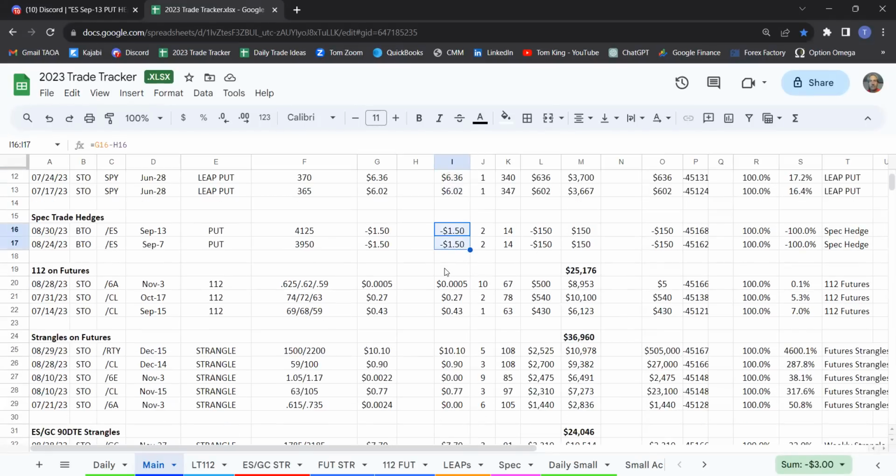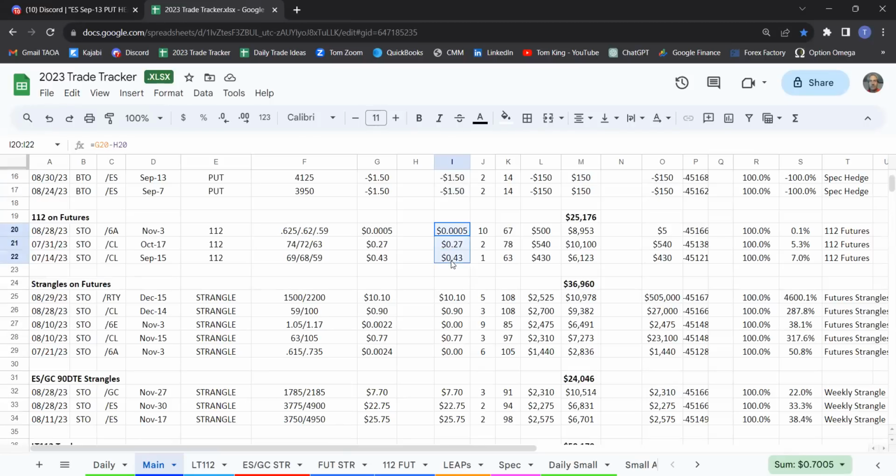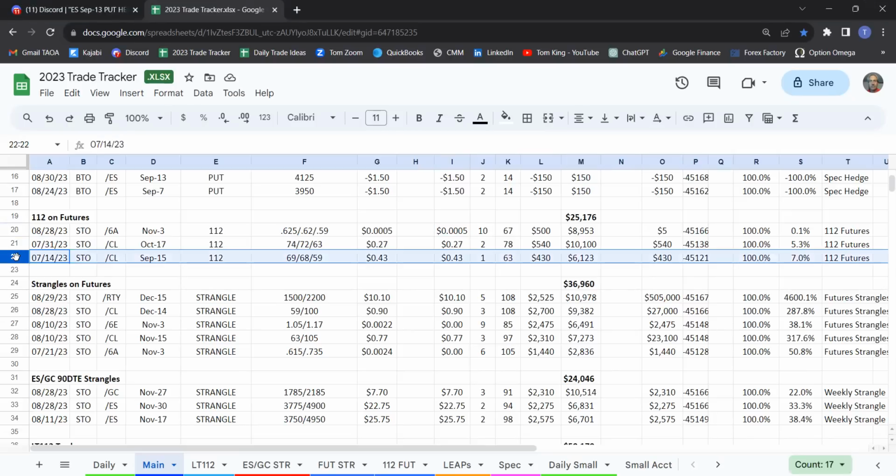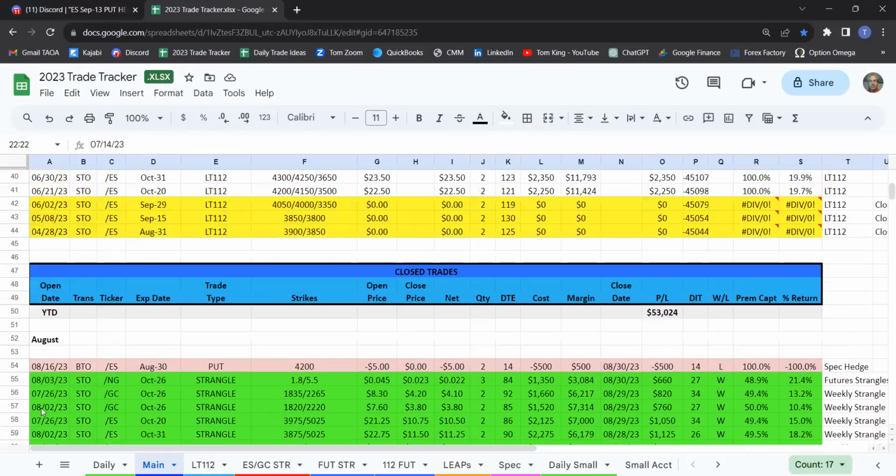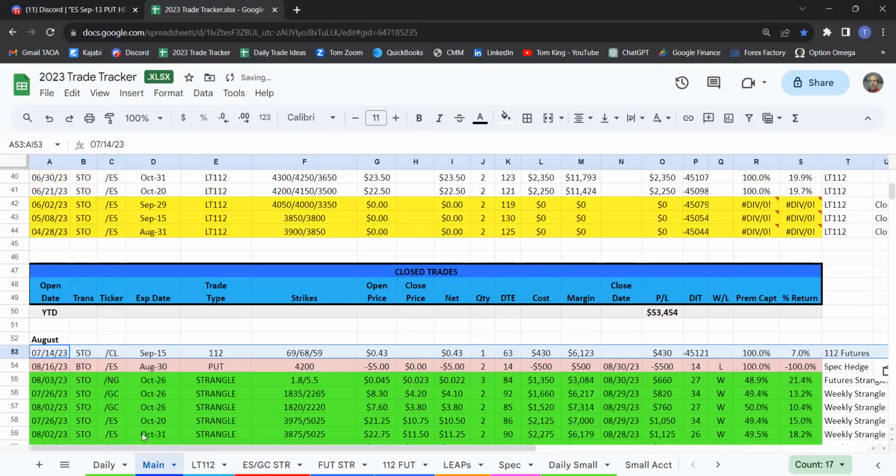We have 2 hedges we've already talked about. We have the 6A 112, 2 oil 112s, of which now I've taken off the naked puts. So I want to fix that trade. So I took off the September 15th 59 naked put, which is this trade. So what I will do today is we're going to go down. I'm just showing you how I work through it here.